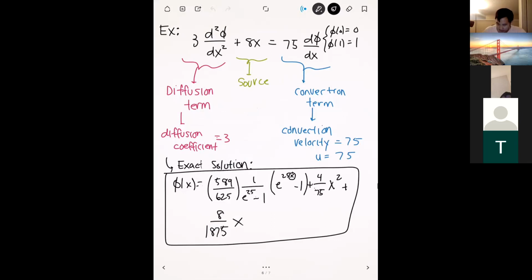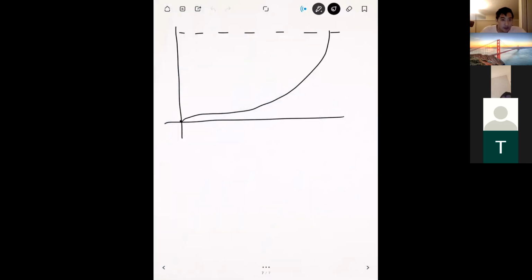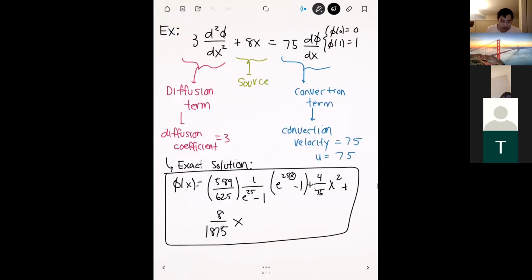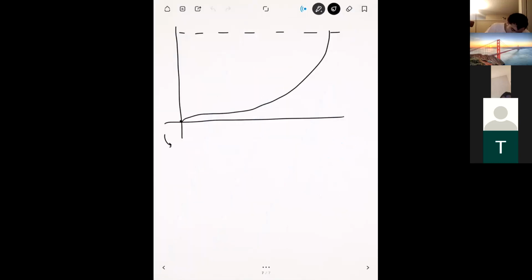Okay, great. And so this is what our exact solution looks like. Ideally, when we discretize this with finite differences, we should get something that looks like this. All right, so now let's actually solve this with finite differences. Let's take our original equation here, and then discretize each of the derivatives using finite differences.